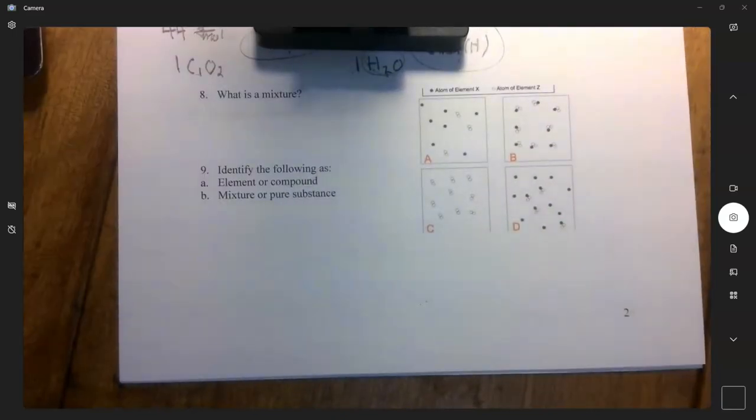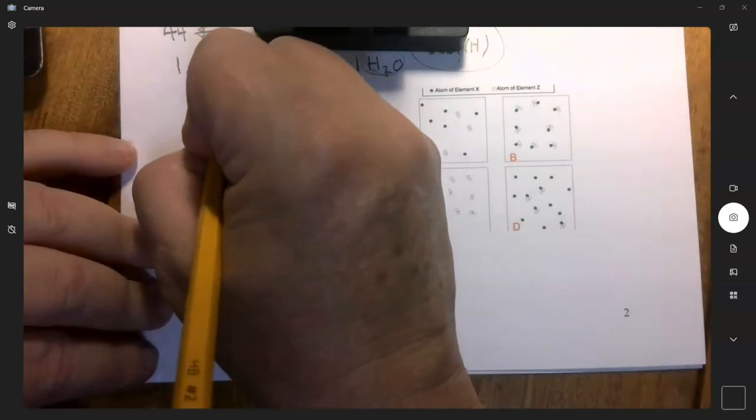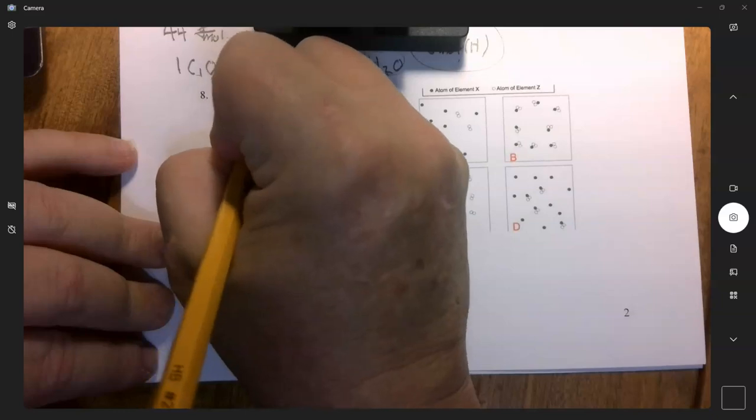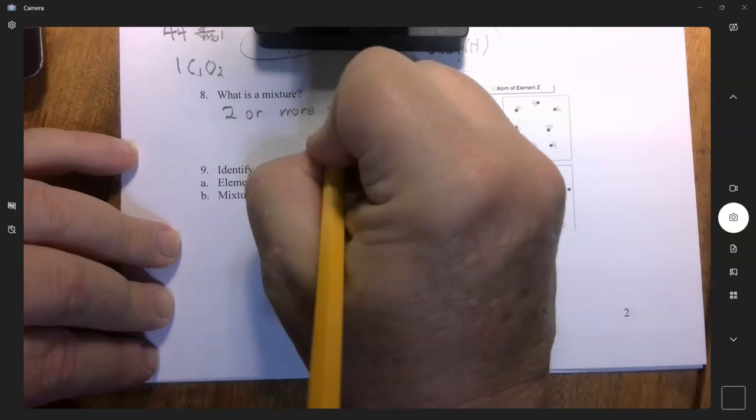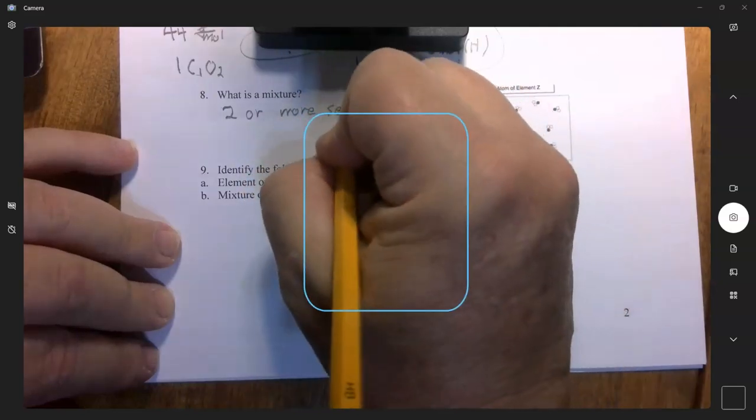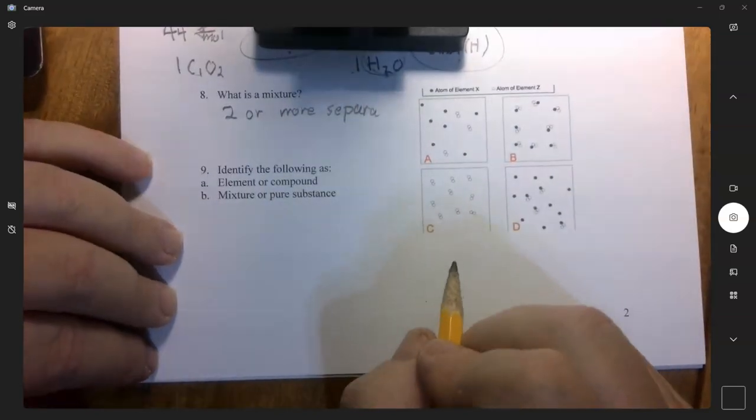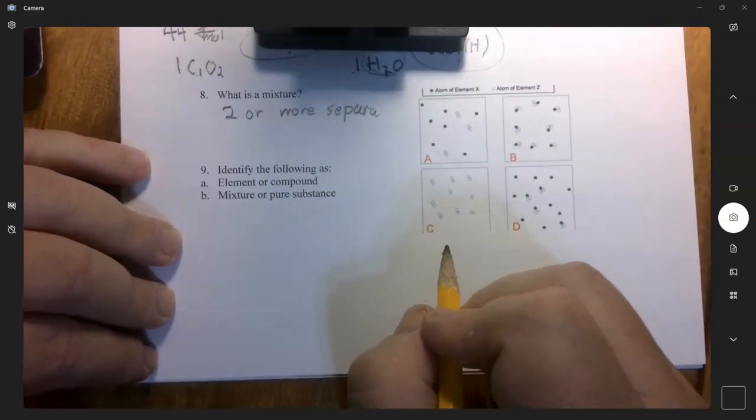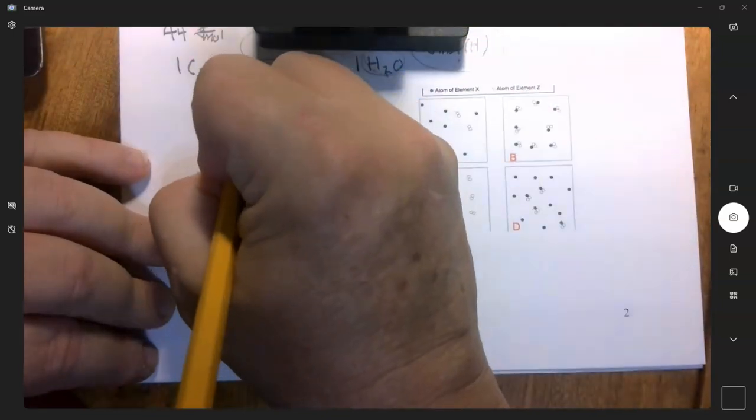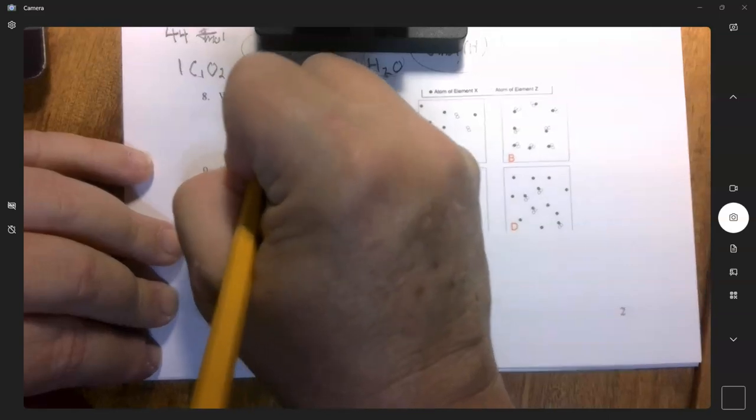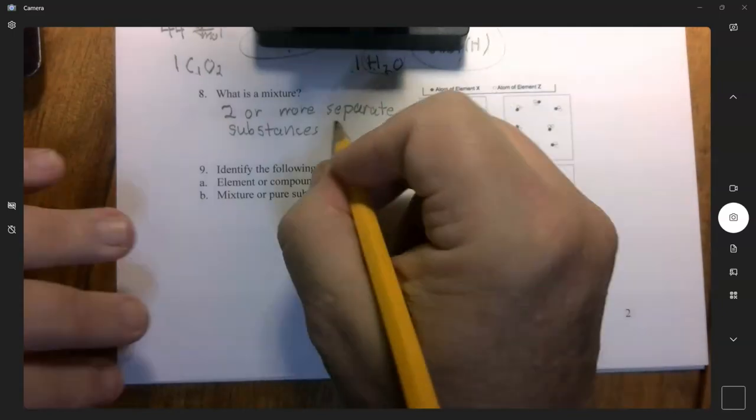All right, what is a mixture? Okay, so a mixture is 2 or more separated substances. They're not bonding together. So if you put sugar and salt in the same bowl, that's a mixture. They're not bonding together in any way, but they're in the same place. So they're separate substances.